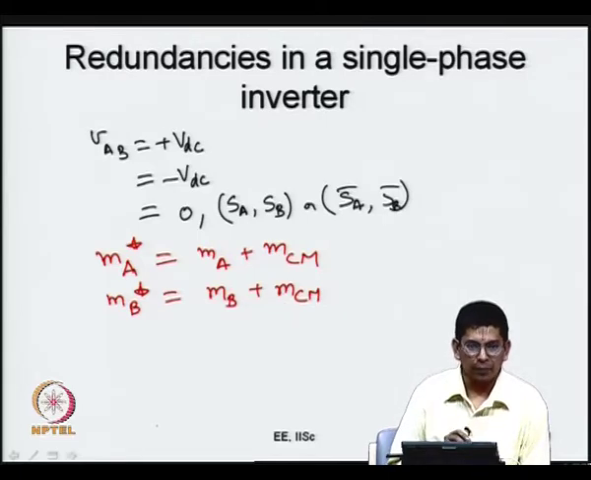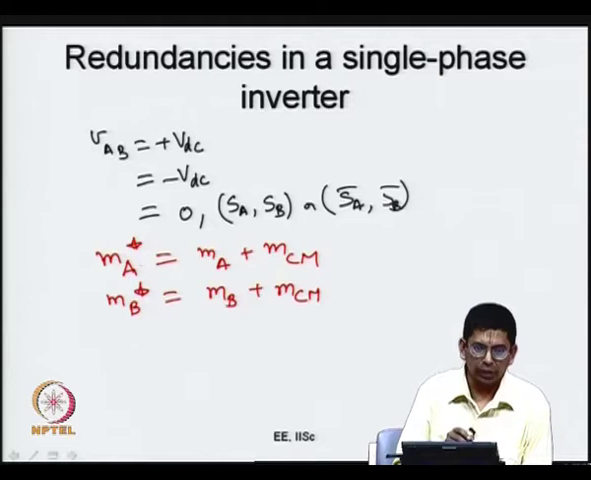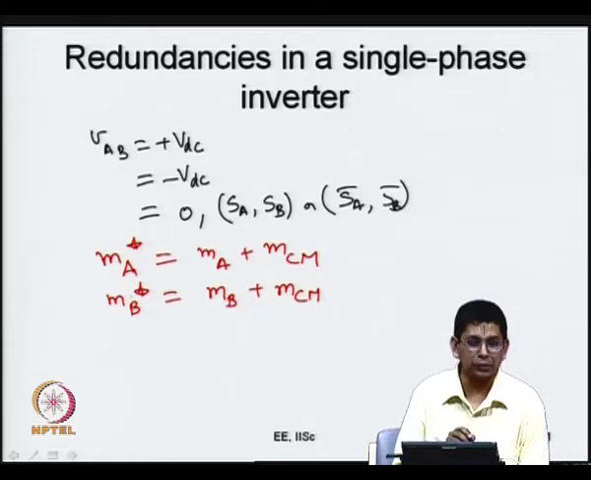How small is small? The sum of these two, MA plus MCM, the new MA star, at any instant of time on the line cycle should not go more than plus Vp, the positive peak of the carrier, or go below the negative peak of the carrier. As long as you do that, what is the purpose in doing that? We will discuss it later. There may not be any purpose also, but I am trying to say theoretically it is possible for you to do this on account of the redundancy by adding this now.